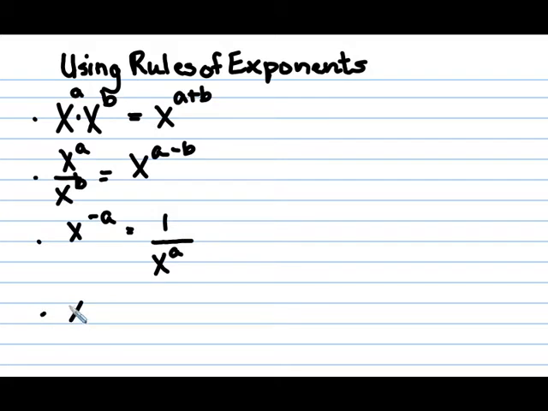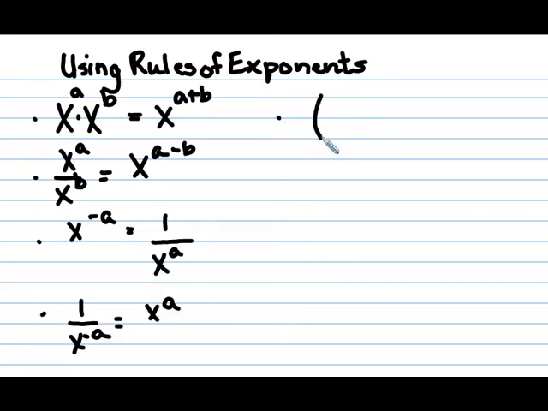This next rule is very similar to this one. It's where I have a negative exponent in the denominator, so x to the negative a. To make this exponent positive, I move the base from the denominator to the numerator, and then you can see that the exponent becomes positive.